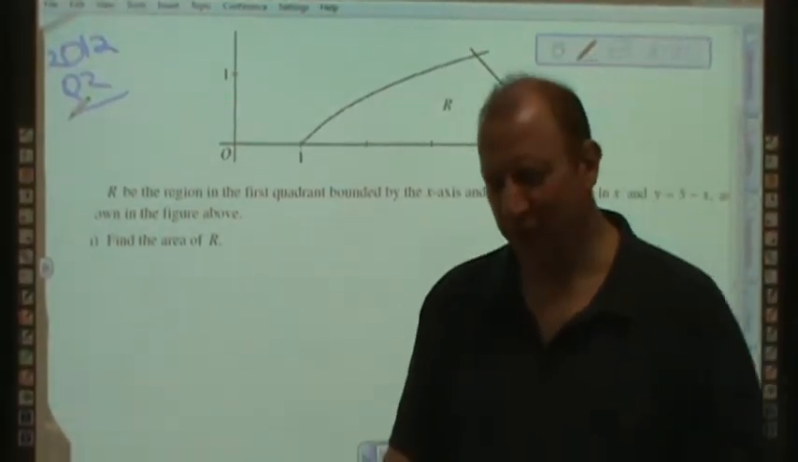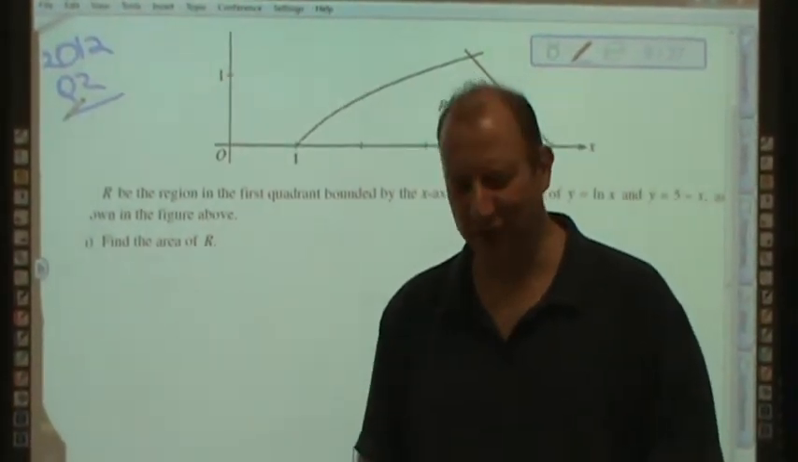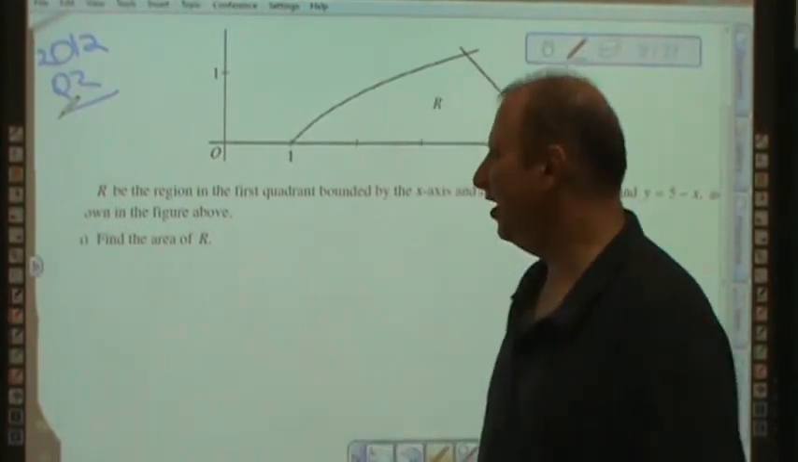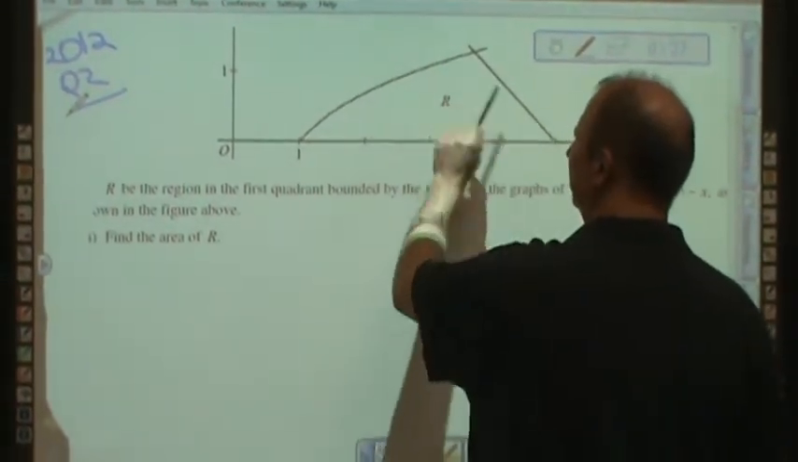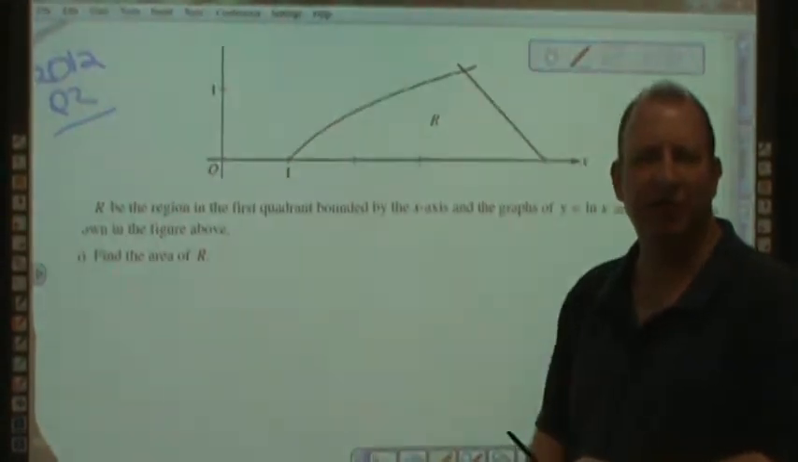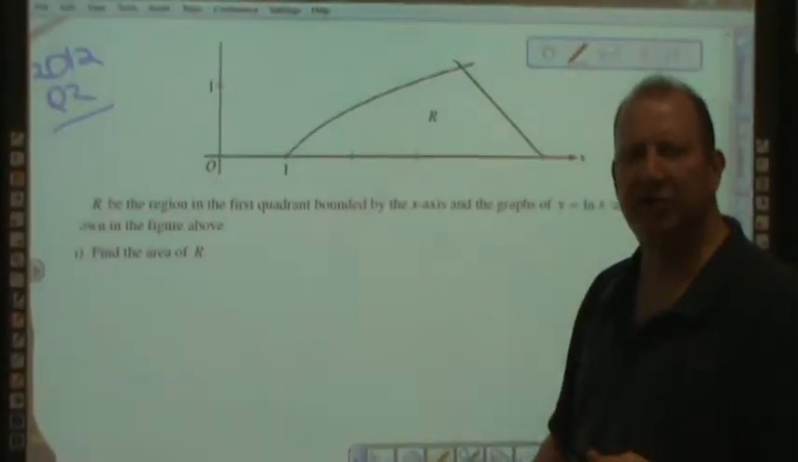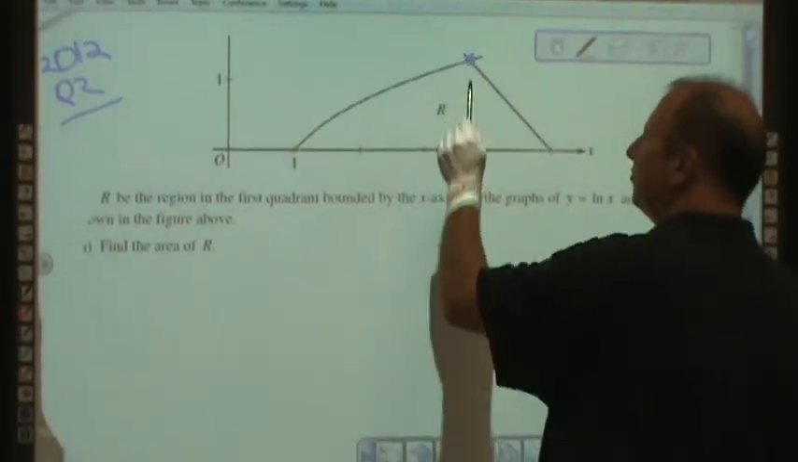Hi, we'll be doing question number 2 on 2012 right now. The first question asks, find the area of this region. And let's look at the area of this region completely. The first thing we need to know is the point of intersection where this meets.